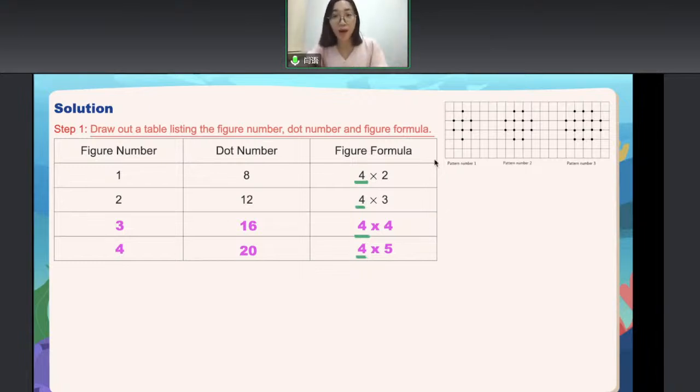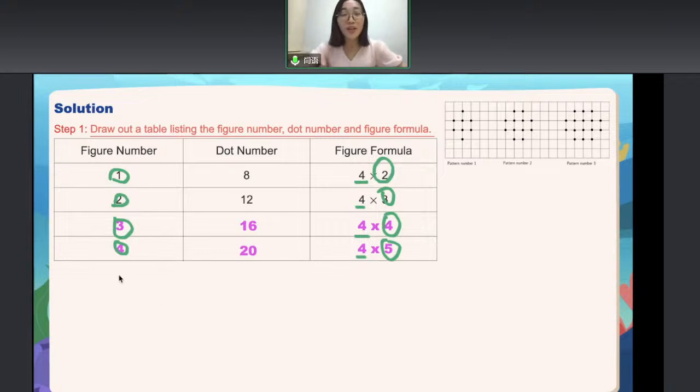And what about the other part? Okay, when it is 1, we need to times 2. When it is 2, we need to multiply by 3. When it is 3, we need to multiply by 4. And then when it is 4, we need to multiply by 5. Okay, now I have a question. What about if it is figure 5?